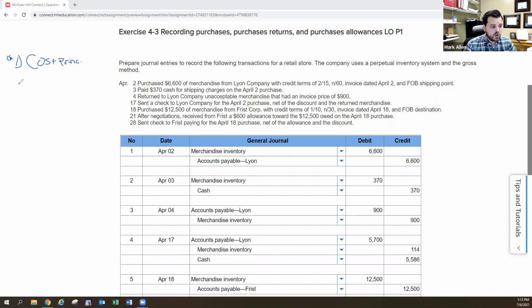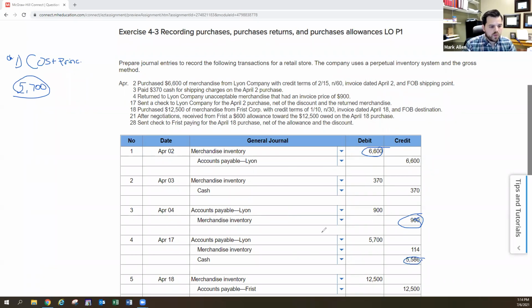So you say, well, what was the actual cost? Well, the actual cost in this case was the $5,700, the 6,600 minus the 900. And for now, I'm going to ignore this 370 because it's not relevant to this piece of the question. It's not related to the credit piece. If this was somehow tied into the shipping terms, then it would matter. But because this was dealt with separately, we can ignore this for now. So I'll take the 5,700. But I then say, well, how much did I pay for it? I only paid 5,586.